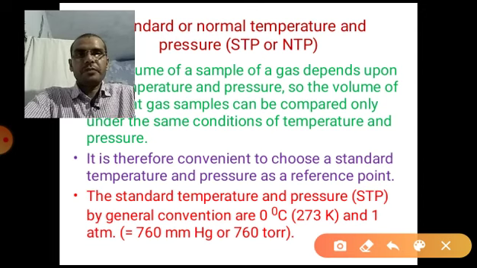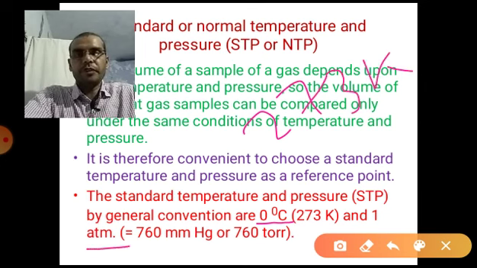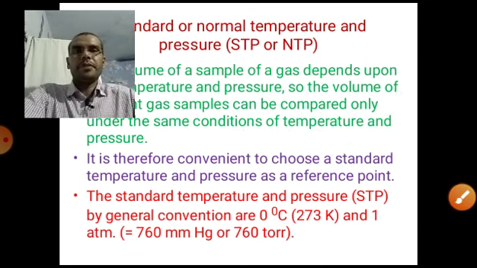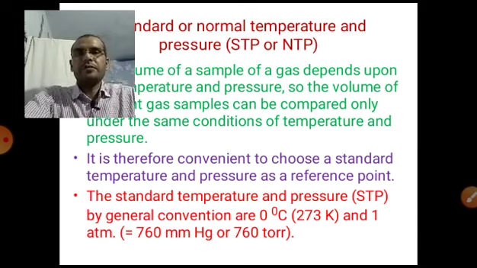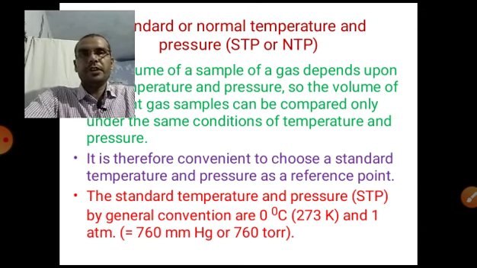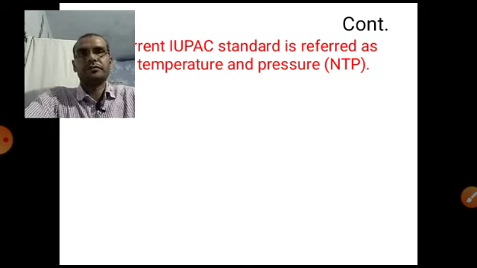The standard temperature and pressure, by general convention, are 0 degree Celsius on the Celsius scale, which is 273 Kelvin on the Kelvin scale, and 1 atmospheric pressure. 1 atmospheric pressure is equal to 760 millimeter of Hg or 760 torr. So STP, by general convention, is a temperature of 0 degree Celsius and a pressure of 1 atmosphere, that is 760 millimeter of Hg.